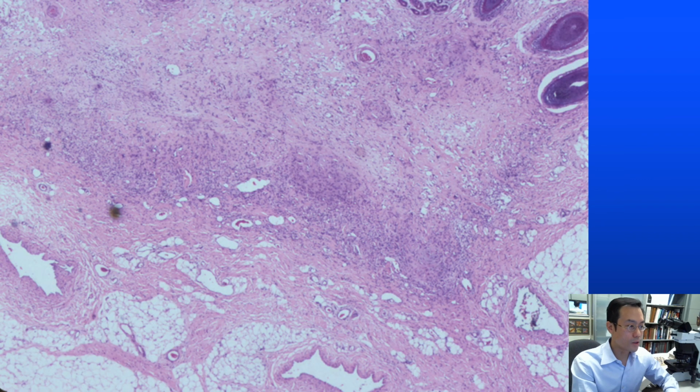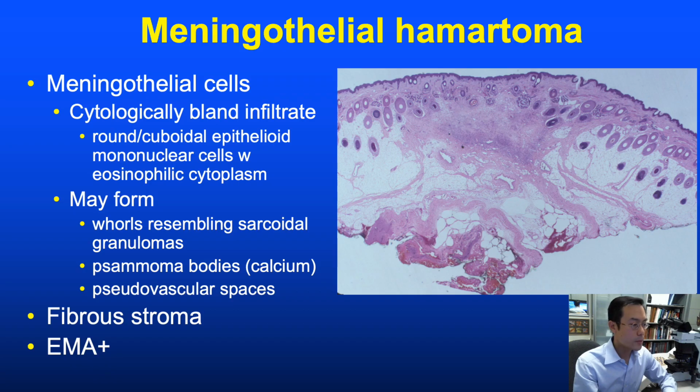Experienced observers may wish to pause and diagnose. If you like a clinical history, this is a congenital plaque of alopecia on the occipital or parietal scalp. Meningothelial hamartoma is indeed rare, and the clinical presentation is quite distinct and stereotypic. A congenital plaque of alopecia.